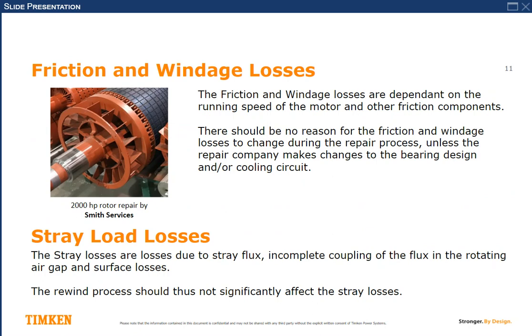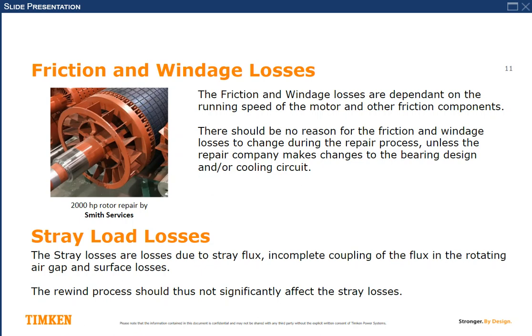We're going to look at the 2 last losses, the friction and windage losses and the stray load losses. Friction and windage losses is due to airflow and losses in the bearing. Again, it's easy that these losses will not be influenced by either of the repairs because they would not be changed, the windage on the machine or the bearing losses. On the left-hand side, you see a horsepower rotor repaired by Smith Services.